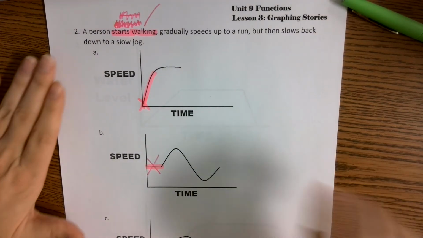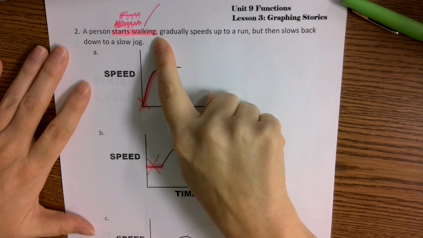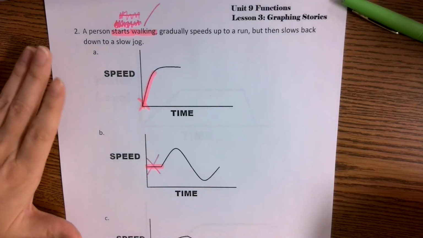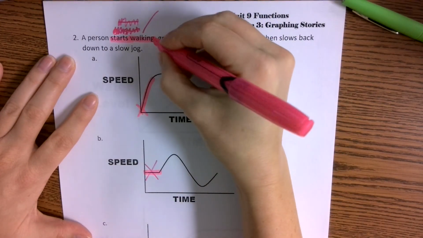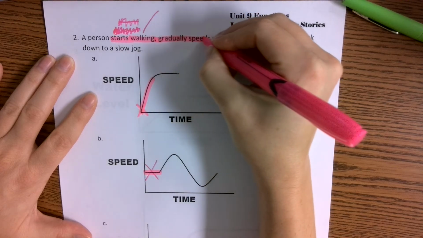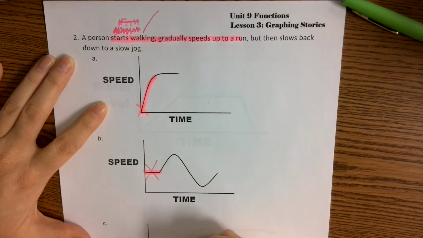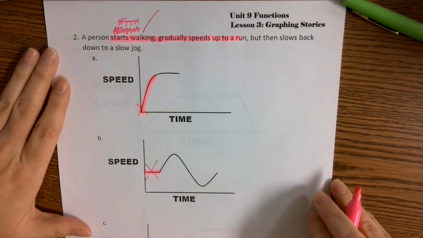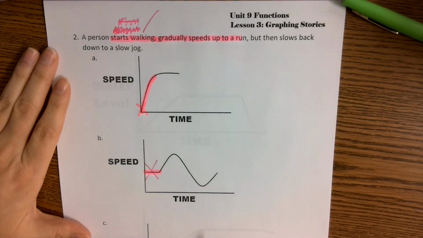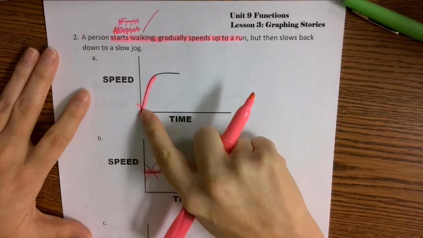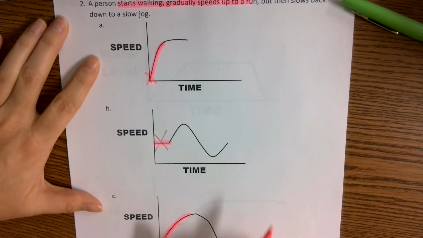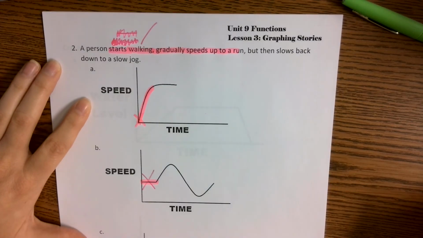All right, let's take a look at the rest of it. You're going to gradually speed up to a run. So actually that's going to continue going, isn't it? Gradually speeding up to a run. So this whole thing is going to have us gradually speeding up. Okay, starting at 0, we're going to walk, and then we're going to gradually speed up to getting to a run. Both A and C are showing that.